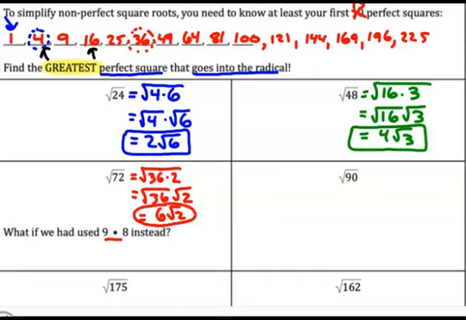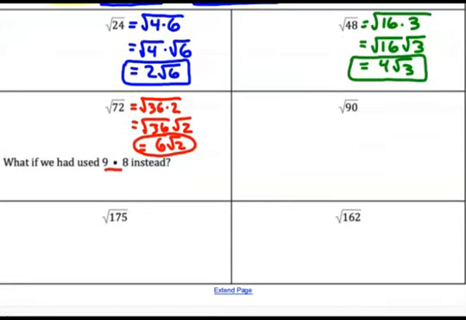What if we didn't realize 36 went into it? Let's take a look at that. Well, it's actually okay if you don't get the biggest. You just have some more steps. So we could write square root of 72. If we would have said 9 times 8, and 9 was the biggest perfect square we could find, then we would have 3 square root of 8.